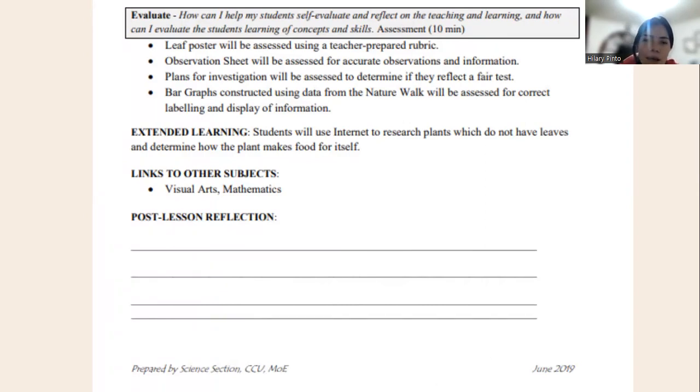Also, we have extended learning. These are more resources that students will use at home in order to learn more about what they have learned in the classes. Also links and post lesson reflections. Next, please.